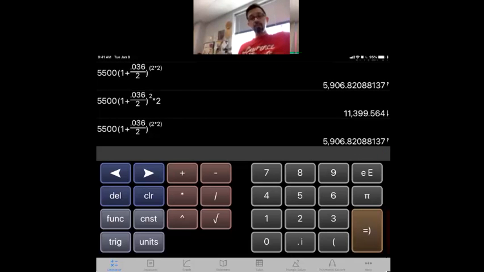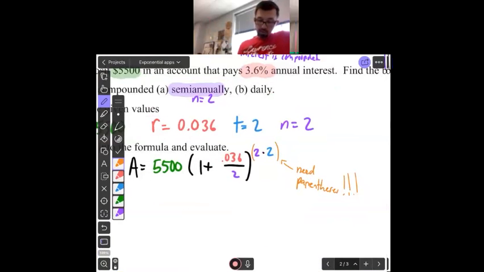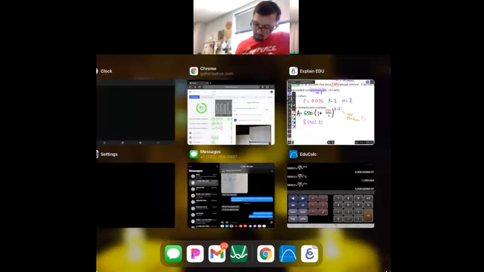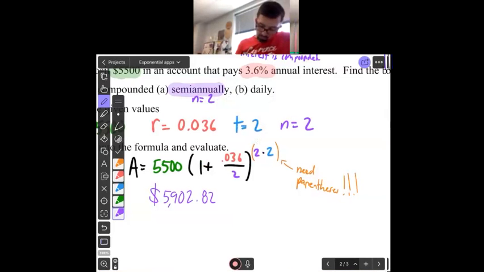It's money. Money has cents, right? So we should always have 2 decimal places for our rounding for money. So $5,906.82. So again, I expect you guys to do appropriate rounding. I expect you guys to have a dollar sign there. So there's your answer.